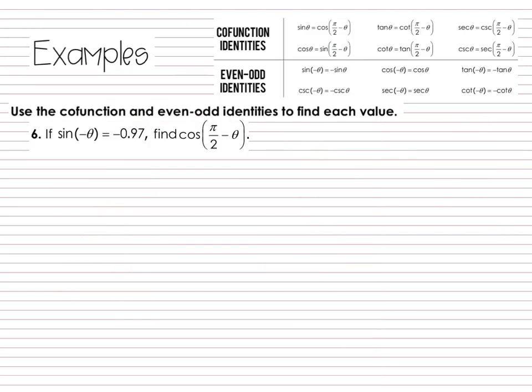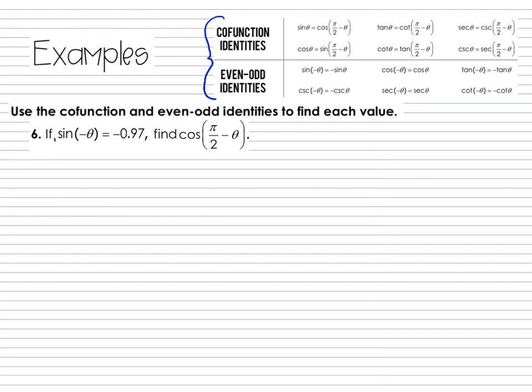So here are the examples for our cofunction identities and our even-odd identities. We're going to use both of them in these. I put them up top. I don't expect you to memorize these identities at this point. If we were in school, different story, but for now, feel free to have them in front of you. Number 6 says that if the sine of negative theta equals negative 0.97, find the cosine of pi over 2 minus theta. So we've got a couple things going on here.